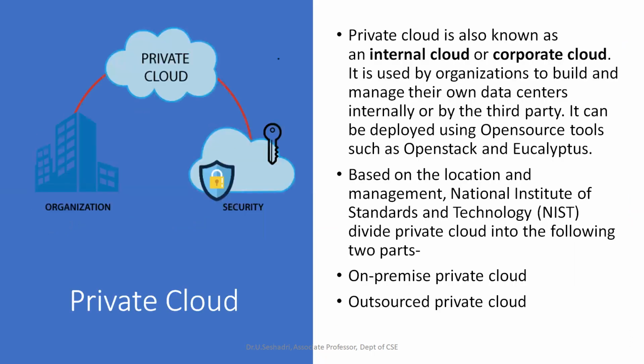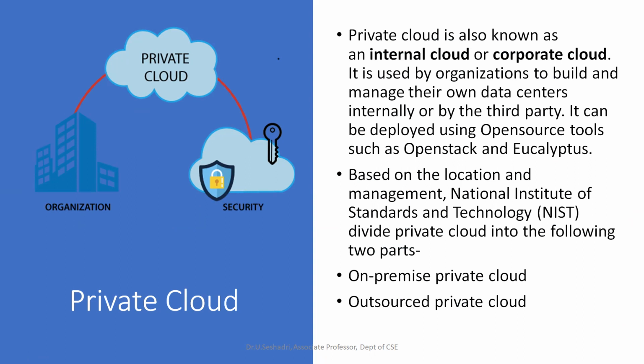And then the private cloud. Another type of deployment model is the private cloud. It's also known as the internal cloud or the corporate cloud. It is used by organizations to build and manage their own data centers internally or by using a third party. It can be deployed using open source tools, such as OpenStack and Eucalyptus. They are private clouds.